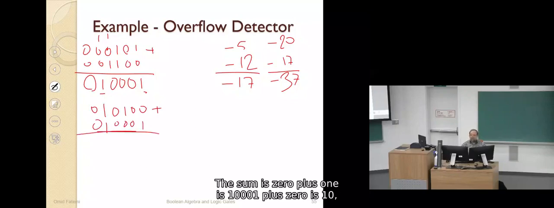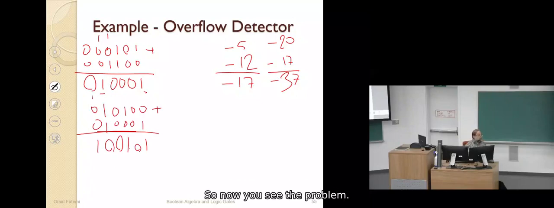What would be the sum? The sum is 0 plus 1 is 1, 0, 0, 0, 1 plus 0 is 1, 0 plus 0 is 0, 1 plus 1 is 0, and 1 is here, so it's 1. So now you see the problem. We added two positive numbers, and then we got a negative number. This is negative. We have talked about sign. Sign in 2's complement system is the most significant bit. We added two positive numbers, and then the result became negative.